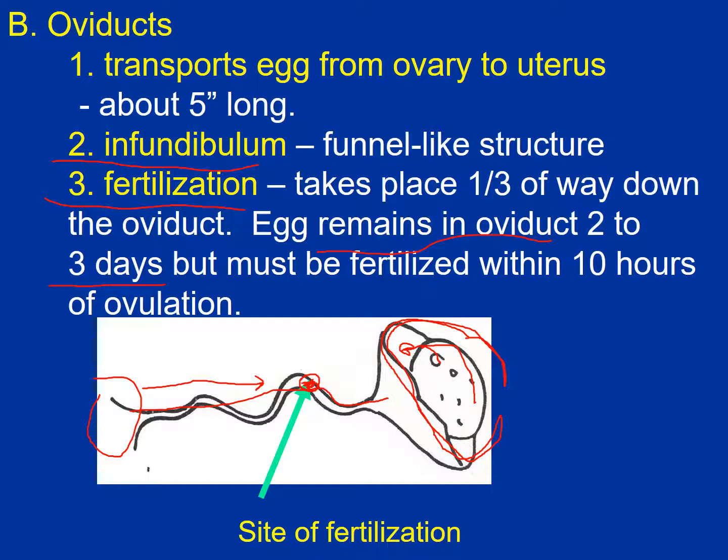The eggs remain viable in the oviduct for 2 to 3 days. The eggs must be fertilized within 10 hours of ovulation. So we had ovulation, fertilization takes place, the egg will slowly make its way down, and into the uterus at about day 2 or 3.